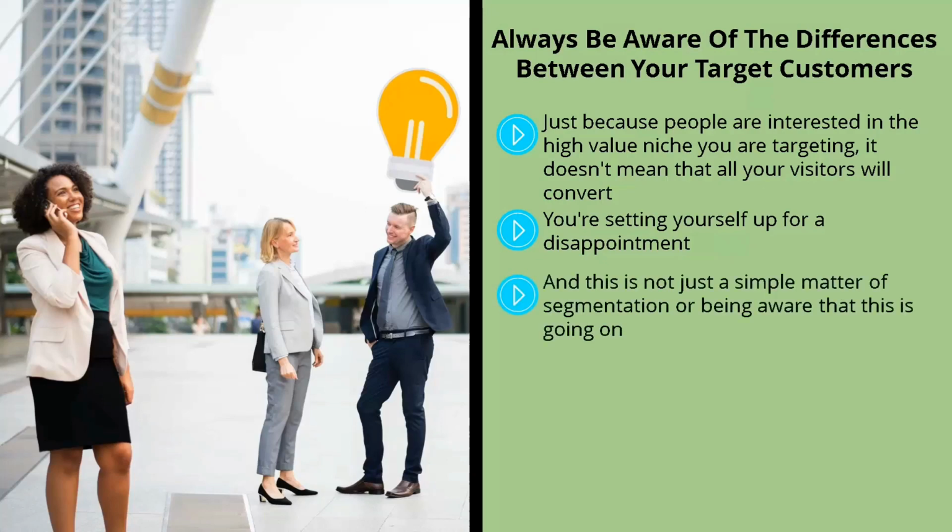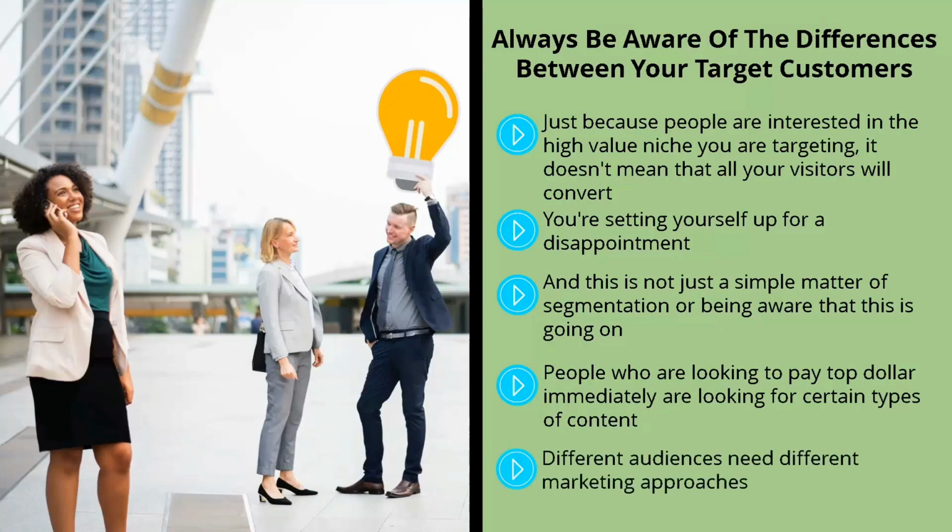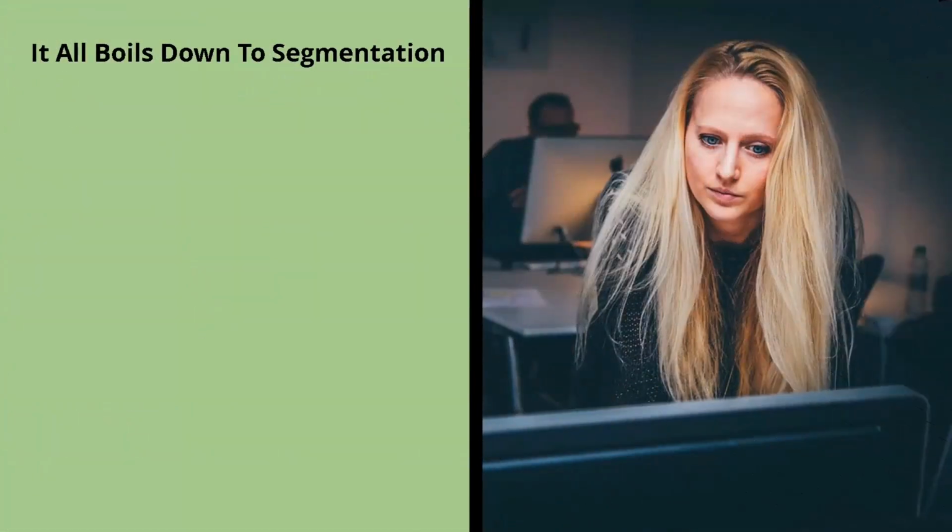And this is not just a simple matter of segmentation or being aware that this is going on. This must affect how you market using content and information online. People who are looking to pay top dollar immediately are looking for certain types of content. You have to address them a certain way. Different audiences need different marketing approaches. Otherwise, you may put yourself in the impossible situation of trying to convert a cheap customer with high-value material intended for top-tier customers. It all boils down to segmentation.